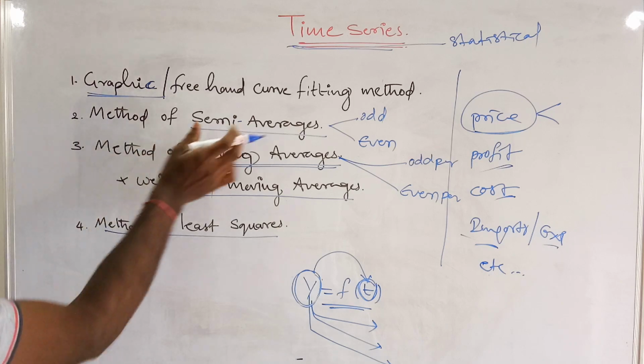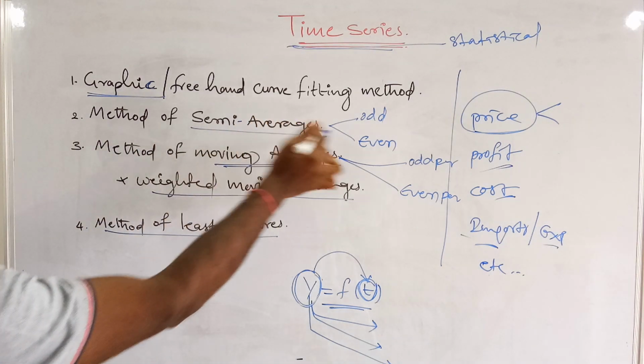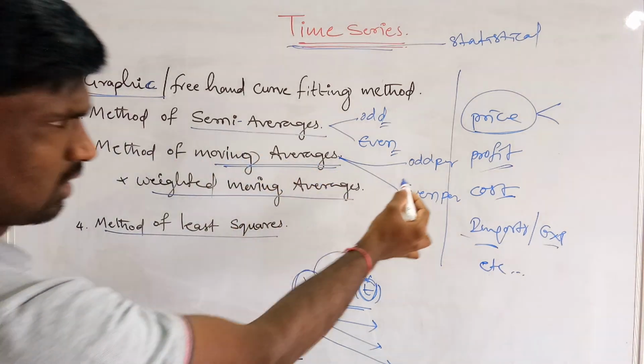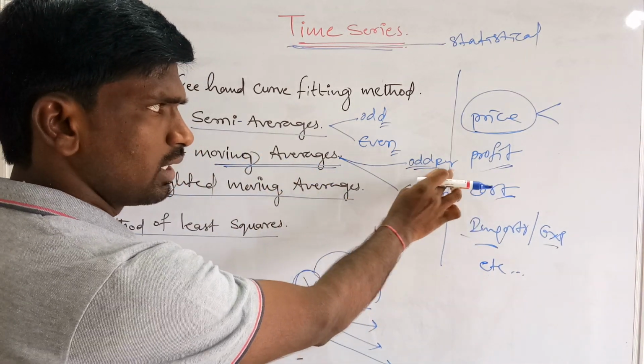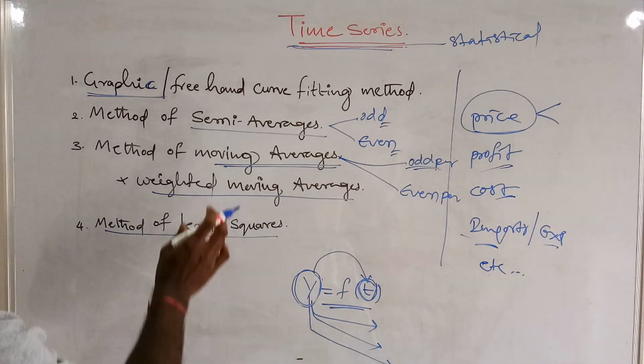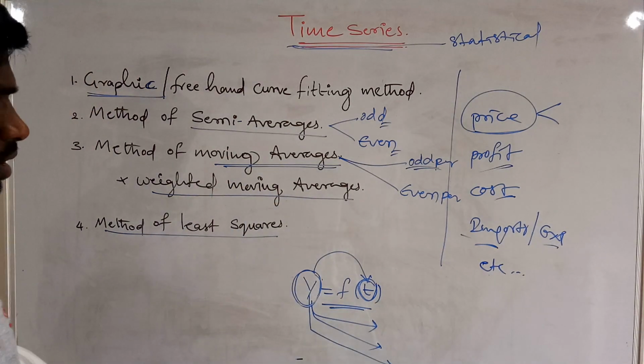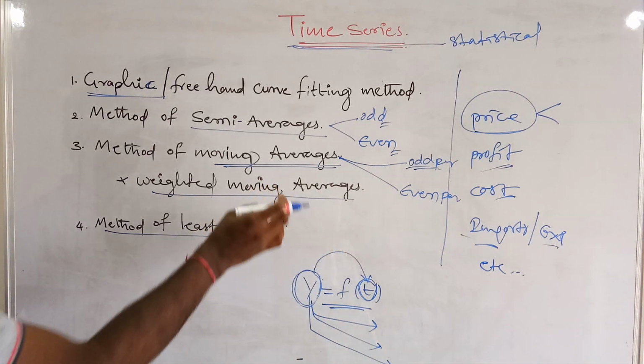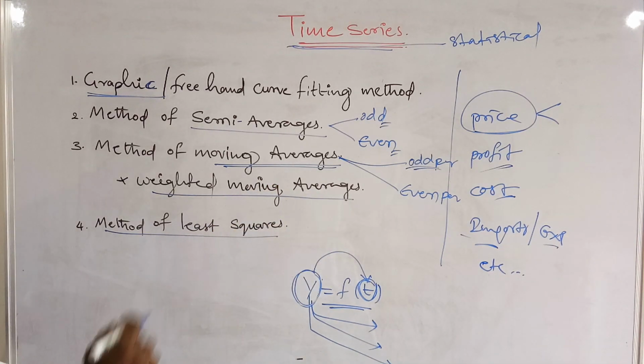The second one is the method of semi-averages, based on odd numbers and even numbers. The method of moving averages is based on the odd period and even period, and weighted moving averages are also there. Some of the problems relate to this method, and to the method of least squares.